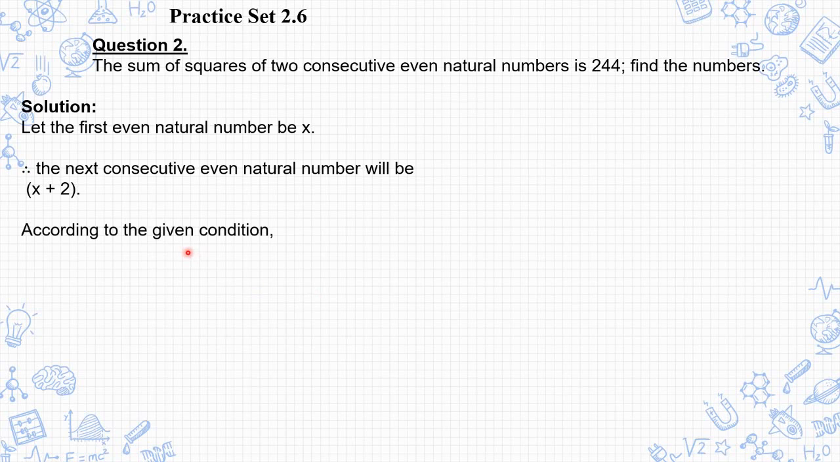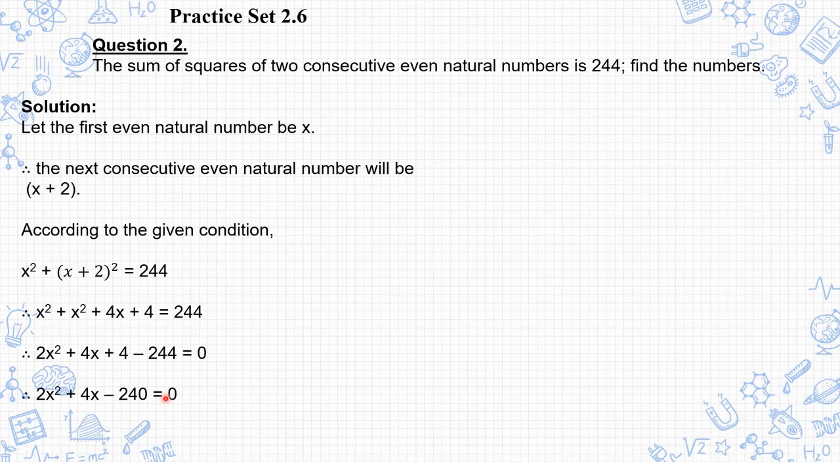So according to the given condition, the sum of the squares of these two even natural numbers should be 244. So we do x squared plus x plus 2 the whole squared. That should be 244. If we simplify this, we'll use the a plus b whole squared formula, x squared plus 4x plus 4, and just solve this. So we get a quadratic equation to be 2x squared plus 4x plus 4, and this plus 244 we take on the other side, you will get minus 244.